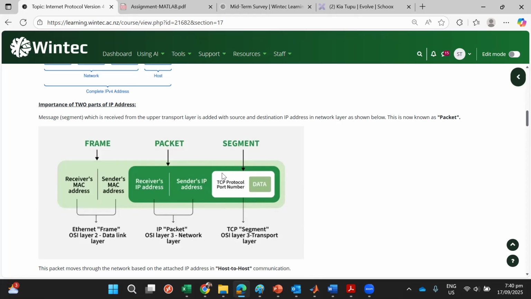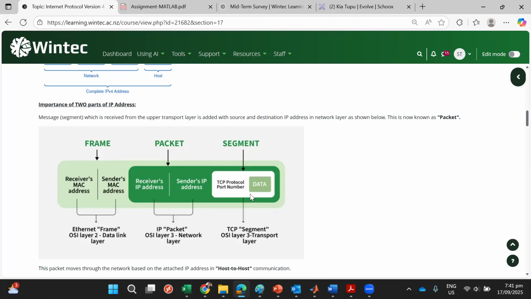And with this segment, whenever it's transferred to the network layer, we add the receiver IP address and the sender IP address. In the transport layer, the communication is actually happening between applications. That means in my computer I am using Zoom, and in your computer you are using Zoom. So data from the Zoom application on my computer is transferred to the Zoom application on your computer.